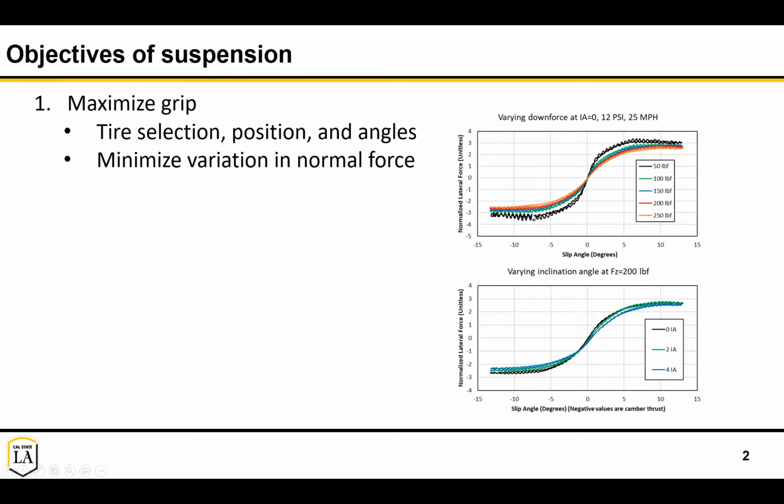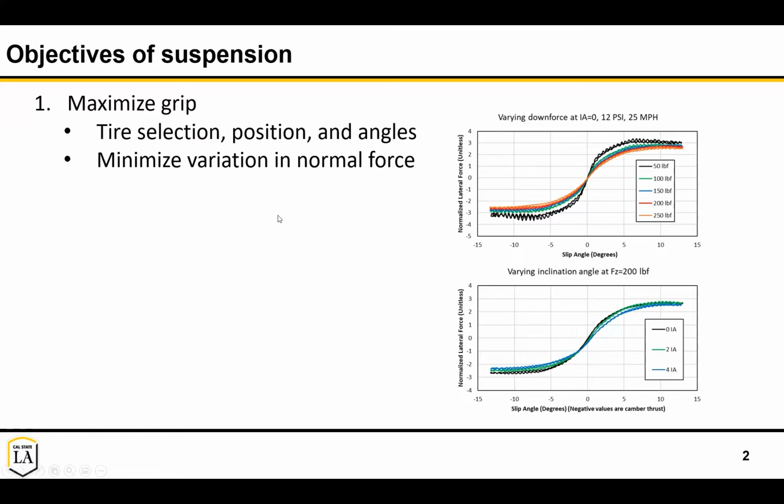Over on the right, this is different inclination angles. You can have different grip based on your inclination angles. Here we're saying that this tire straight up and down gives us the most grip. And you might also see that typically as you increase the downforce, so this is going from 50 all the way up to 250, you actually decrease your available grip as you increase the downforce, at least on a per downforce basis. And so you want to minimize the load transfer from tire to tire and the load variation.